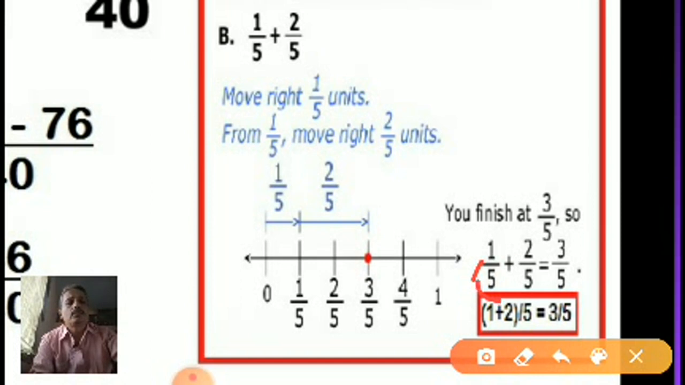Here both denominators are equal. So we can write it one time. And in the numerator we add: 1 plus 2 gives 3. So the answer is 3 upon 5.